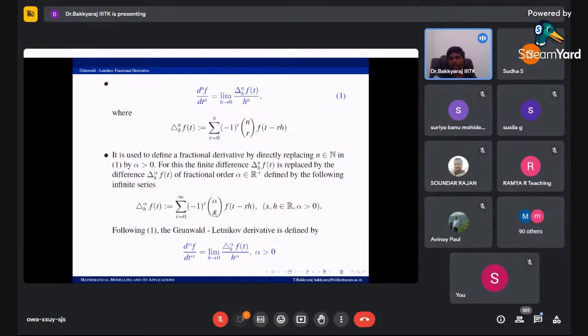But here, even if r is bigger than alpha, this won't be 0. That's how the infinite sum comes into the picture whenever you replace n by a positive real alpha. So this is the Grunwald-Letnikov fractional derivative, which is a straight generalization of classical differentiation. People working in numerical analysis of fractional differential equations concentrate on these Grunwald-Letnikov fractional derivatives.